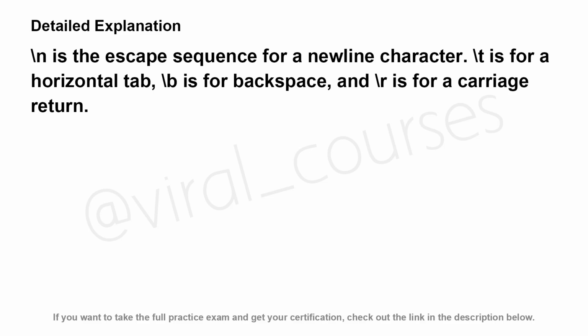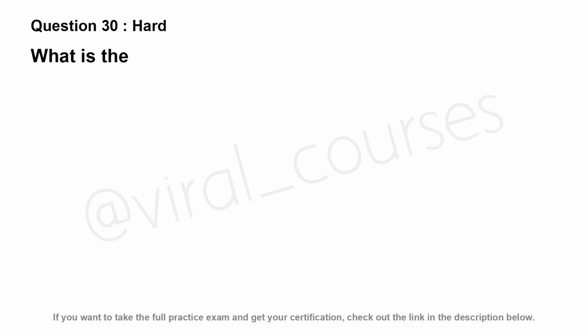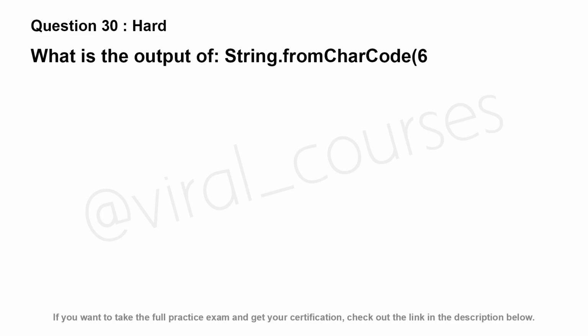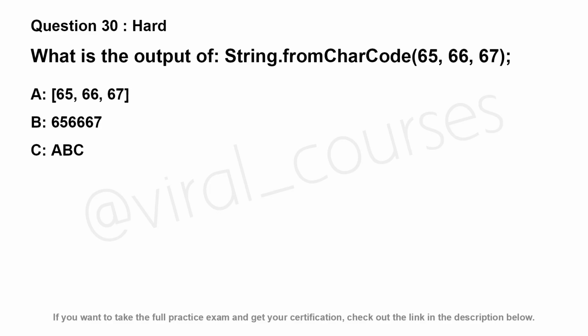What is the output of String.fromCharCode(65, 66, 67)? Option A, 65, 66, 67. Option B, 656667. Option C, ABC. Option D, abc.